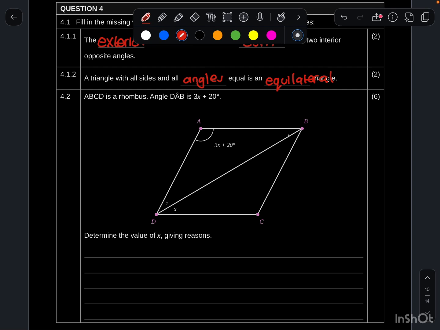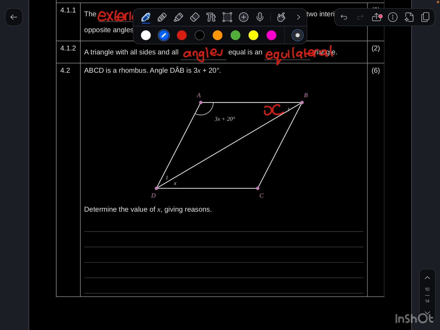ABCD is a rhombus. Angle DAB is 3x plus 20. Determine the value of x giving reasons. Okay, so in a rhombus we have parallel lines like this. So we can do this alternating angles. So we can say this x here is equal to the angle in there. Okay, so let's just draw that in quick. So we can say then this angle in here is equal to x as well.